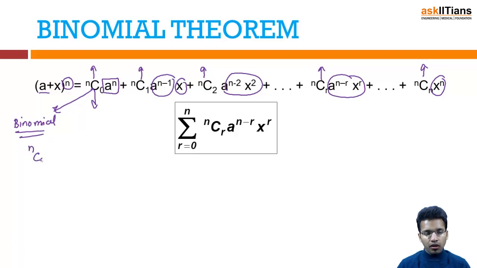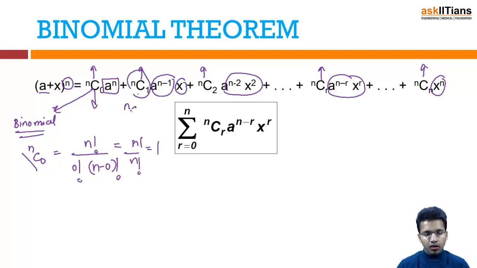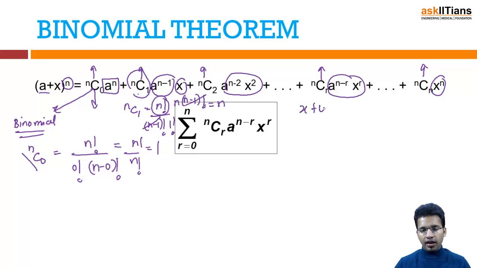This is an operation for you right now. If I write nC0, it means n factorial over 0 factorial times (n minus 0) factorial, which is again n factorial over n factorial, equal to 1, okay. Now nC1 will be n factorial over (n minus 1) factorial times 1 factorial. Now we will use n factorial as n into (n minus 1) factorial, so this will get cancelled out and we will get n. Now let us see how I expand this one using the above coefficients, okay.